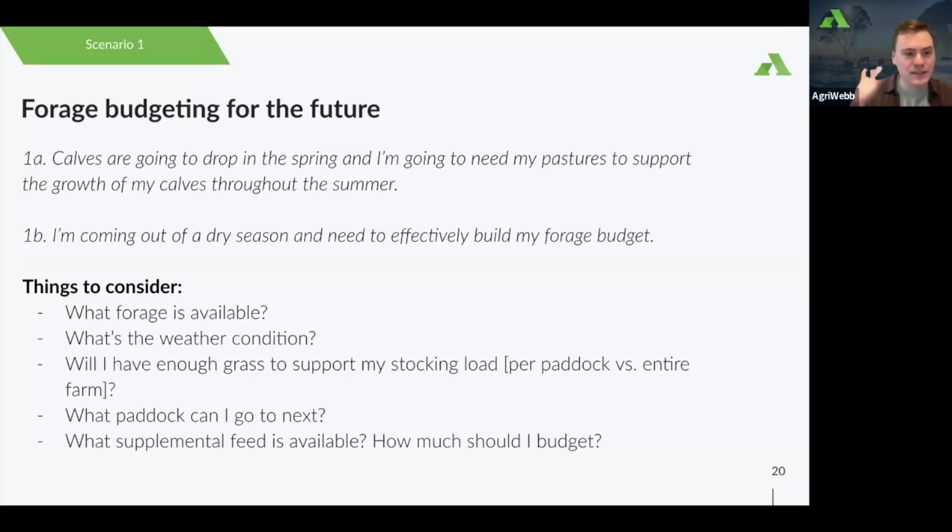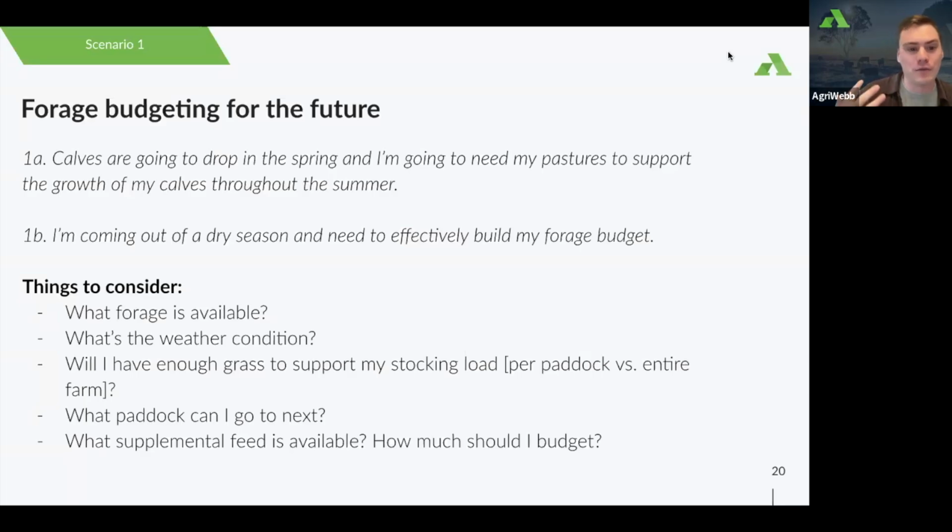So to kick things off, as we've talked about, we want to think about planning, and in this case it's forage budgeting for the future. We really wanted to be respectful, knowing that people are coming from different places, so we came up with two scenarios. Maybe you're coming into spring grazing with one of these.